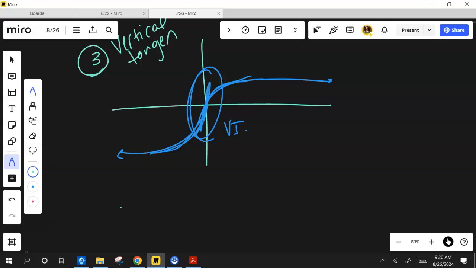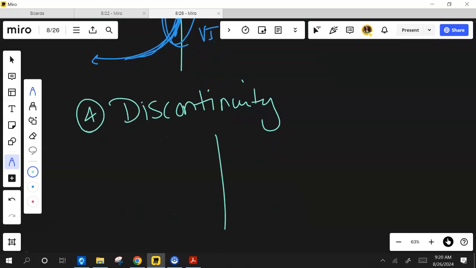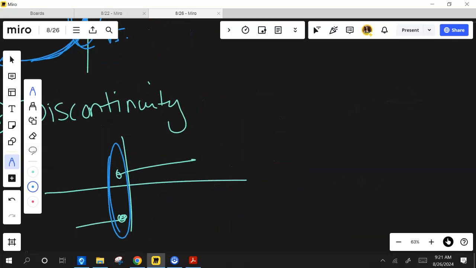Last thing is the one that you all said first. Not just an asymptote, discontinuity. Any type of discontinuity is not differentiable. That could be a hole, that could be a jump, that could be anything. This is differentiable anywhere except that point. It could be an asymptote. There's four.